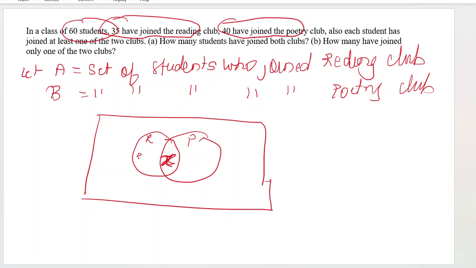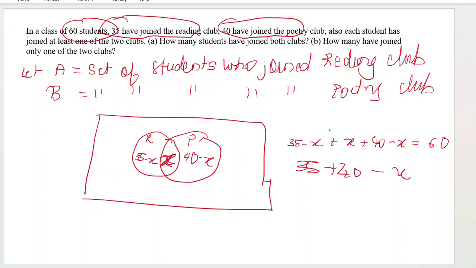So inside this part it will be 35 minus X. Similarly, the full poetry circle is 40, so inside this part it will be 40 minus X. Therefore, if I add this total, that means 35 minus X plus 40 minus X, I should get the total as 60, because students have taken either reading or poetry. So I get 35 plus 40 minus X, X goes, and you get 60.